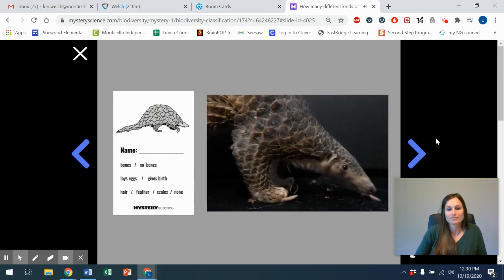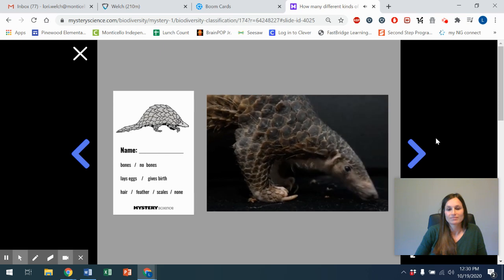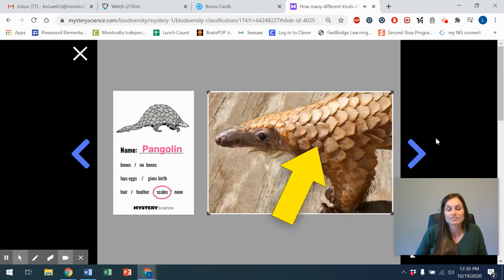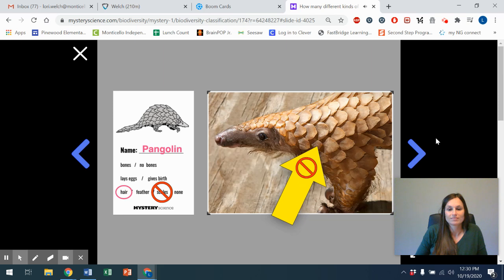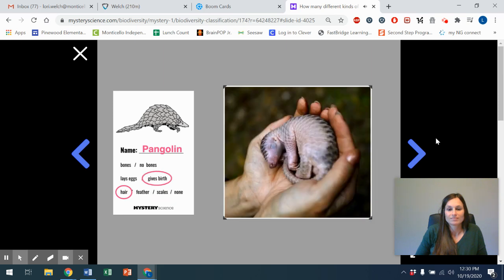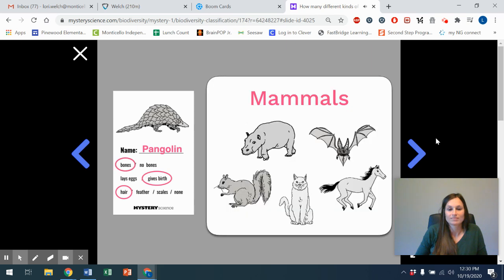The third challenge was meant to be really hard. This animal is called a pangolin. Pangolins have scales, so you might have thought that they were reptiles. But you might have also noticed that they have hair too. And scientists who study their scales have discovered these scales are actually made of the same stuff as hair. So they're really not like reptile scales. Pangolins also give birth. They're not reptiles. Pangolins are mammals. So that's the 3 challenges.